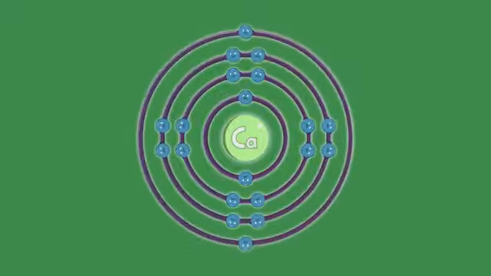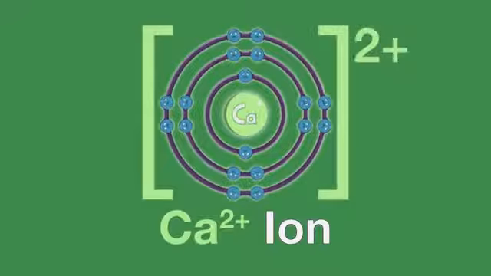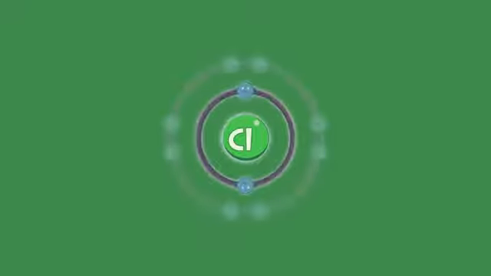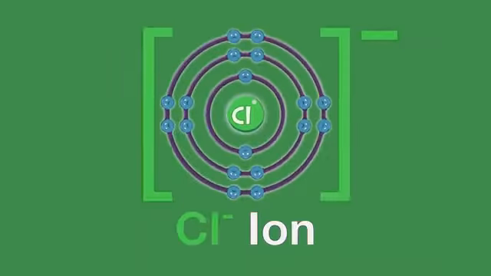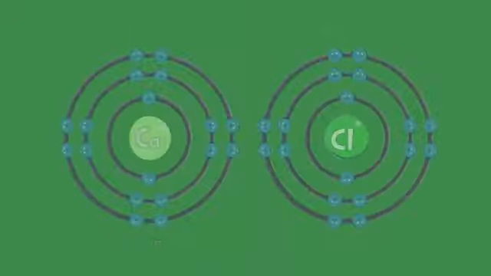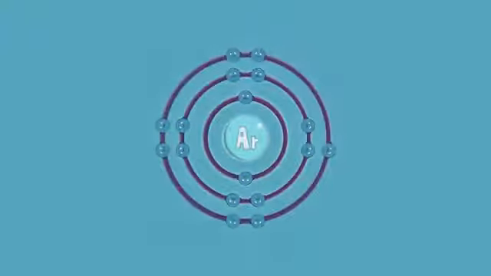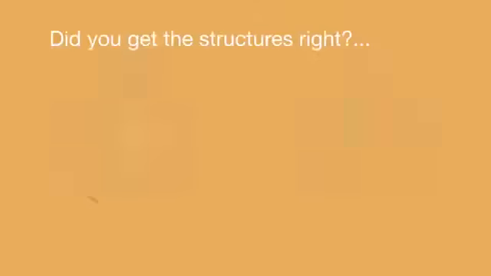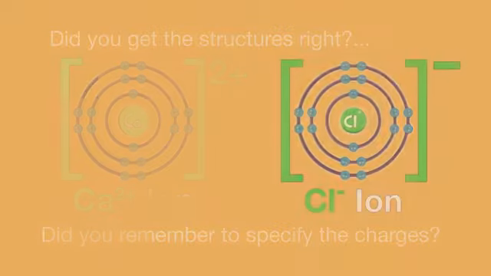The electronic structure of calcium is 2, 8, 8, 2. It loses 2 valence electrons to form a calcium 2+ ion. The electronic structure of chlorine is 2, 8, and 7. It gains an electron to form a chloride ion. These 2 ions have the same electronic structure as an argon atom. Did you get the structures right? And did you remember to specify the charges?